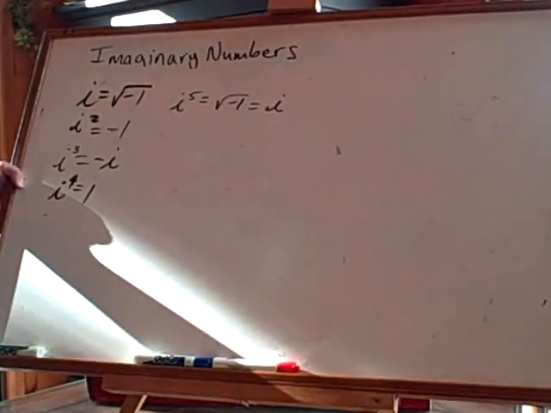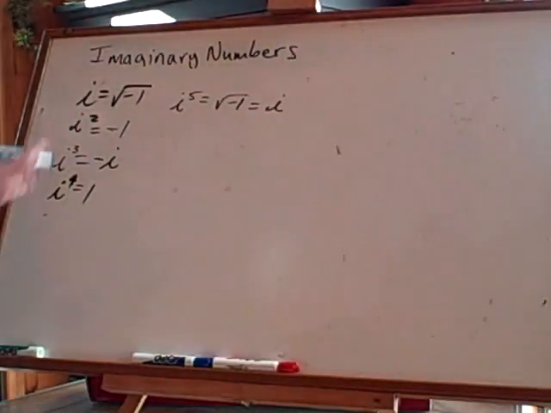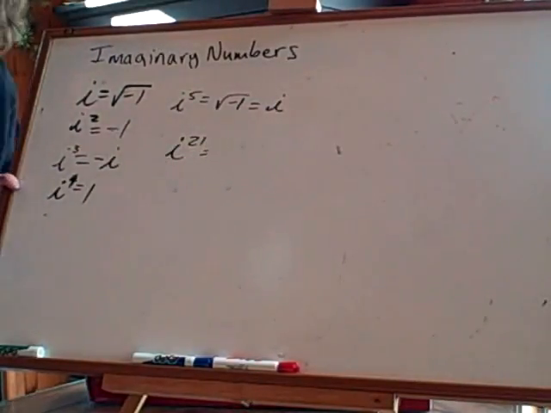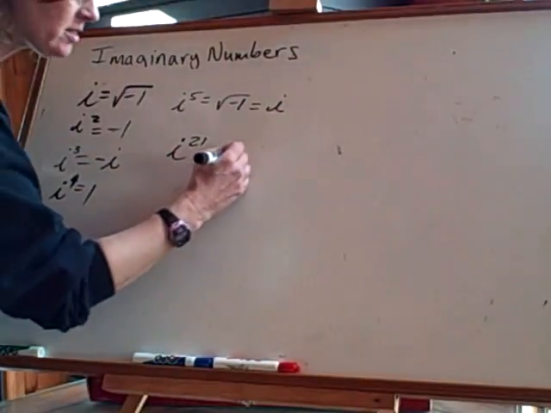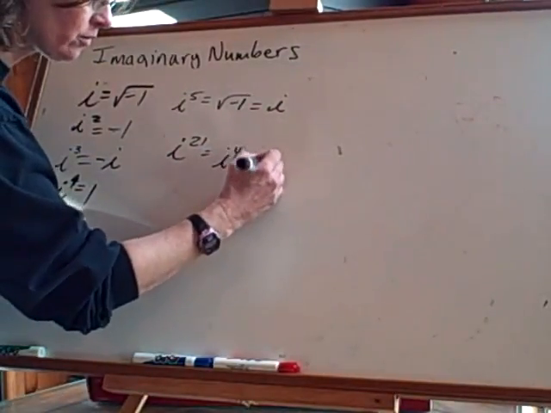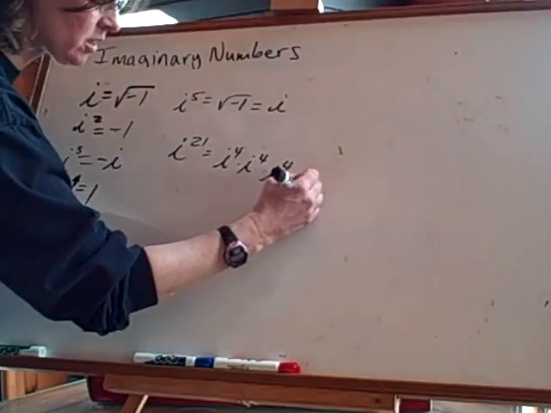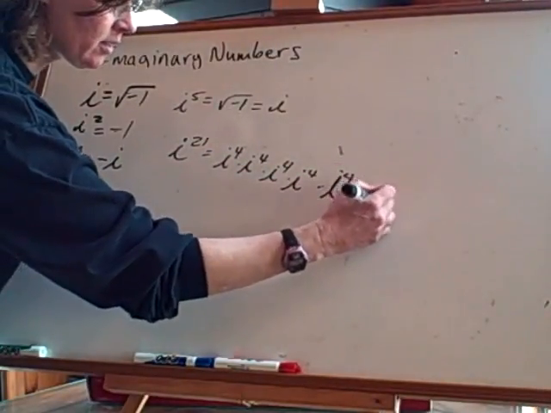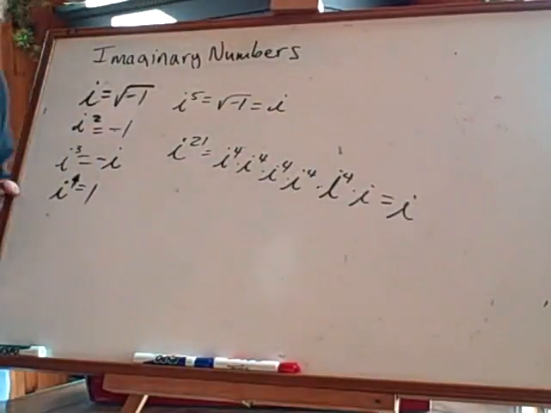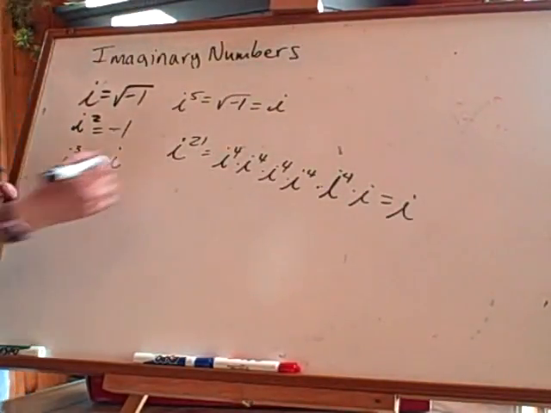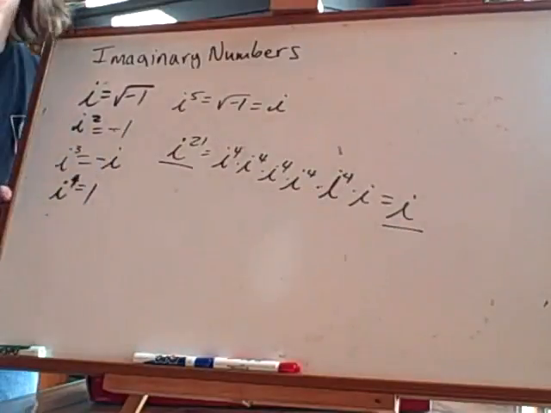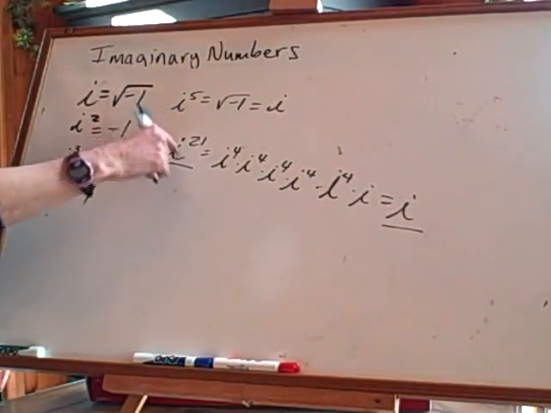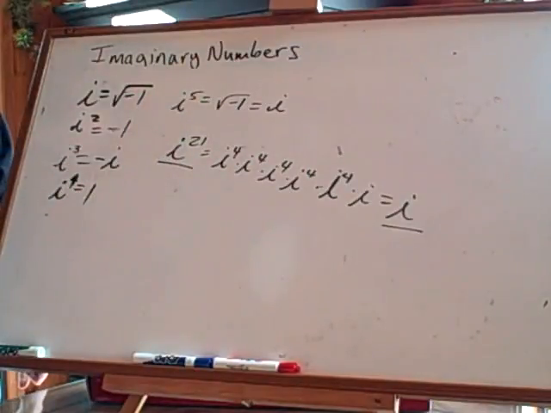Right down there, it kind of gives it in a different way. Let's just look at this. Let's say we had i to the 21st. Well, that's i to the 4th times i to the 4th times i to the 4th times i to the 4th, 1, 2, 3, 4, times i to the 4th times what? i. So i to the 21st is the same thing as i, because you can basically divide out by 4 and then see what power's left.